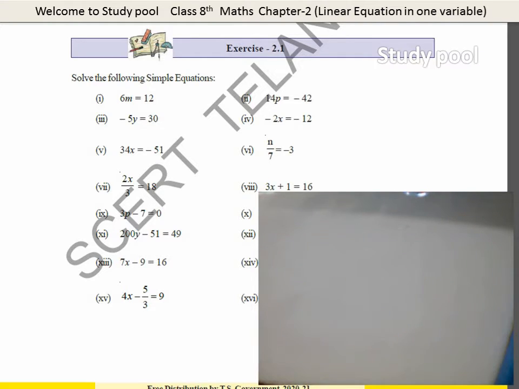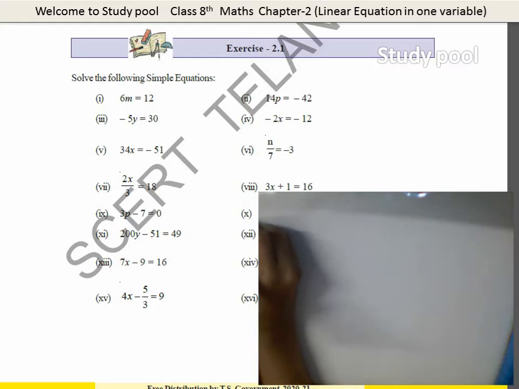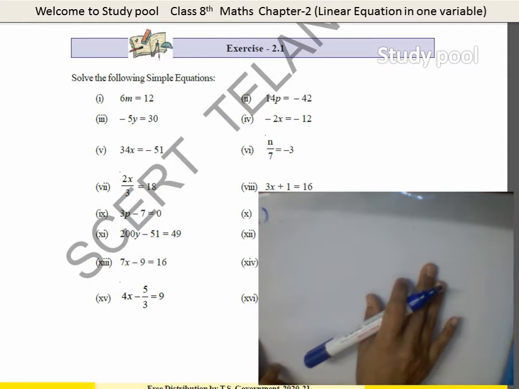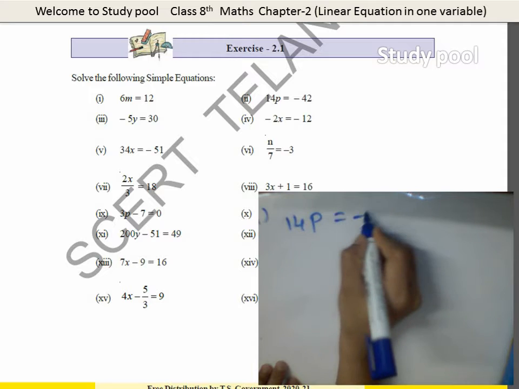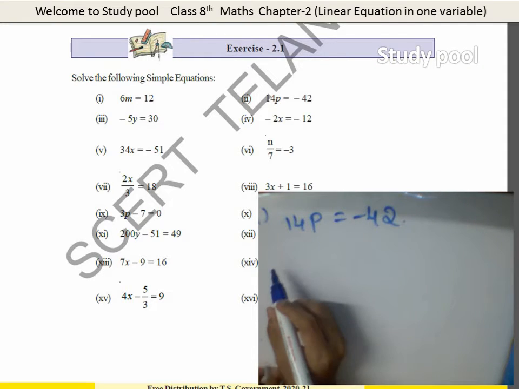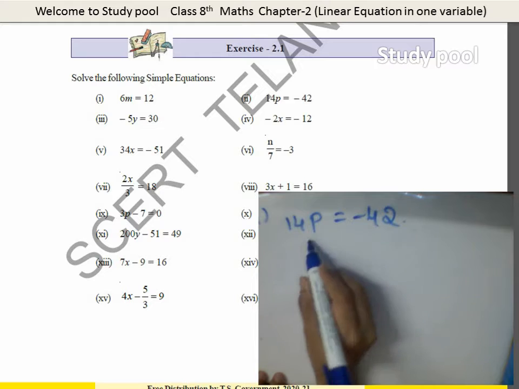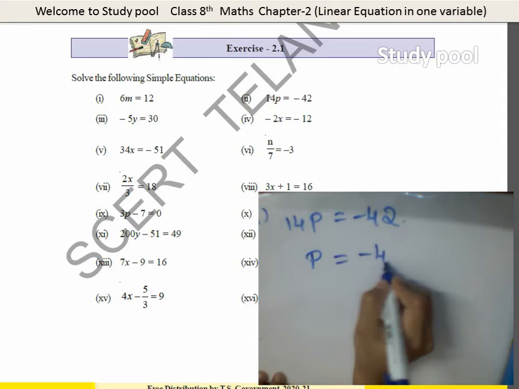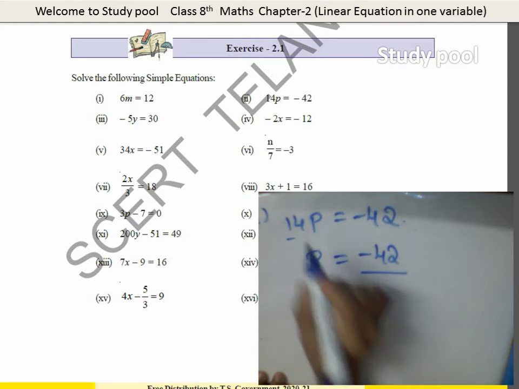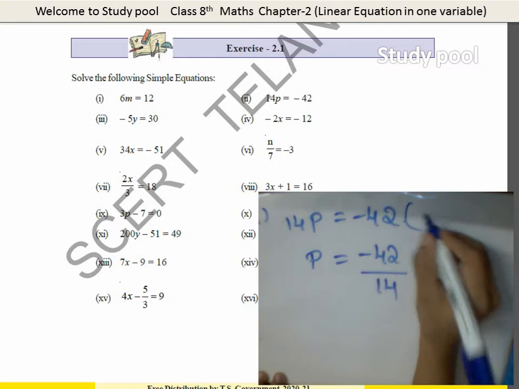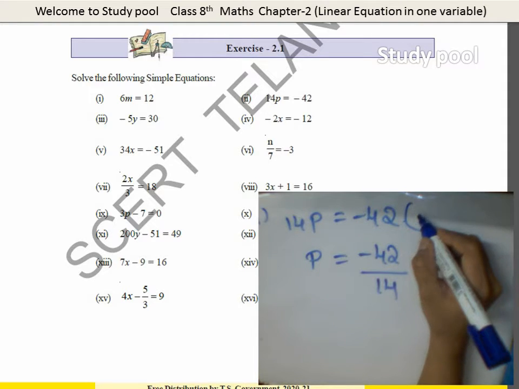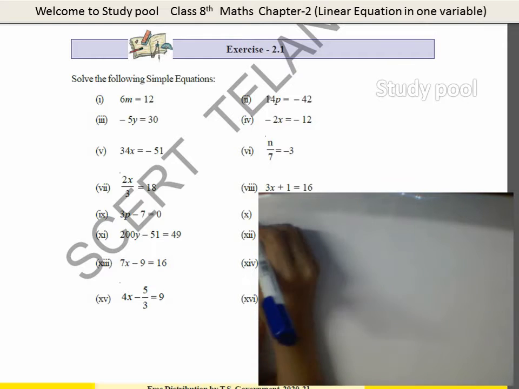What is given? Second one, here it is given 14p is equal to minus 42. Now what we have to do? We need a p, right? So we need p that is equal to minus 42 by this 14. I am writing here. Why am I writing? Because first you write here what it is. It is a LHS.